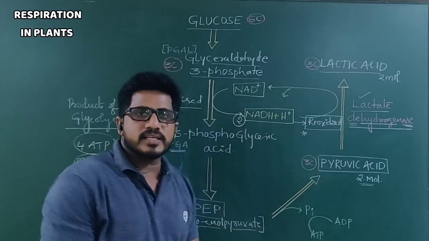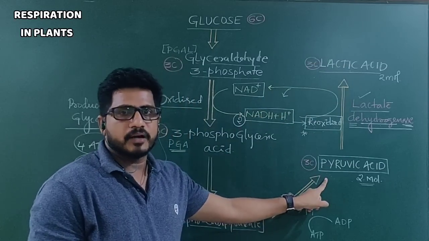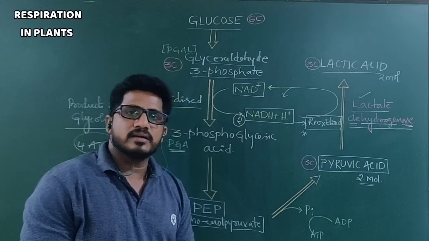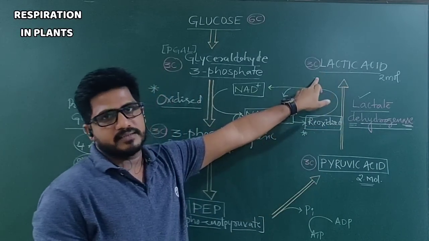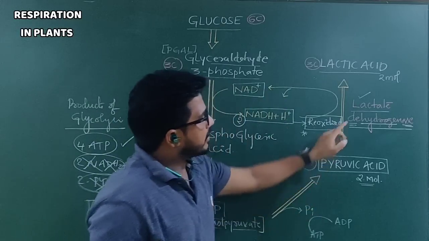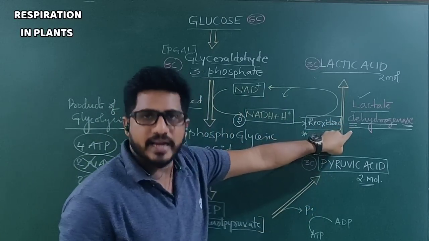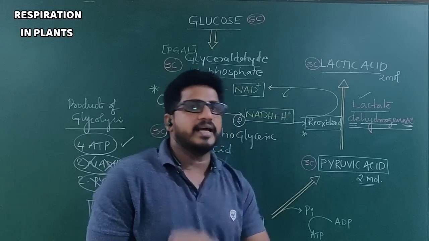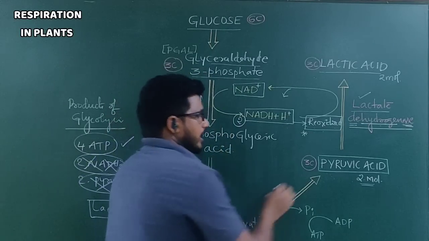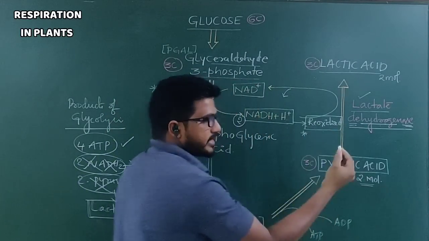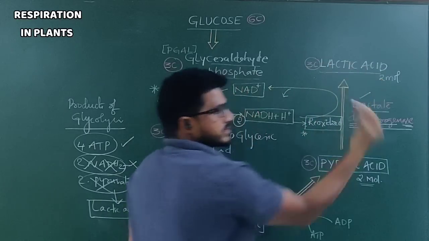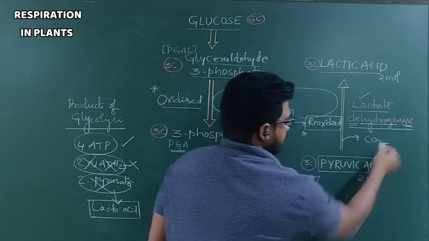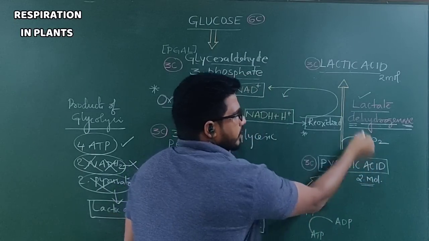In this, who is the substrate? Pyruvate or pyruvic acid. Who is the enzyme? Lactate dehydrogenase. Who is the product? Lactic acid. So pyruvic acid undergoes the action of lactate dehydrogenase and forms lactic acid. In this, no carbon dioxide is produced. Reason? The carbon number here is 3 into 2, 6. The product also is 3 into 2, 6. So if one carbon dioxide came out, then 3 2s are 6 minus 1, it should be 5.